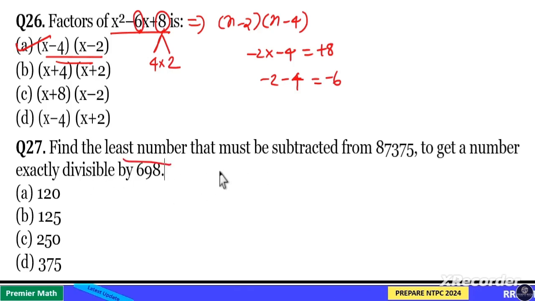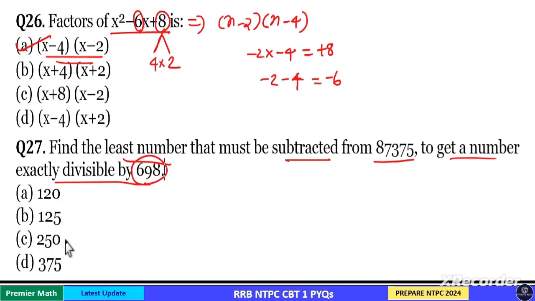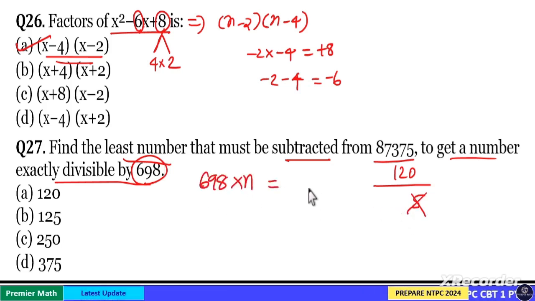Next is: find the least number that must be subtracted from 87375 to get a number exactly divisible by 698. So when one of these options is subtracted from 87375, you will get a multiple of 698. If you subtract 120 from this number, the unit digit will be 5. But this is not possible because 698 into any number n will give you a unit digit that is a multiple of 8. But a multiple of 8 will not give you unit digit 5. So this is not possible.